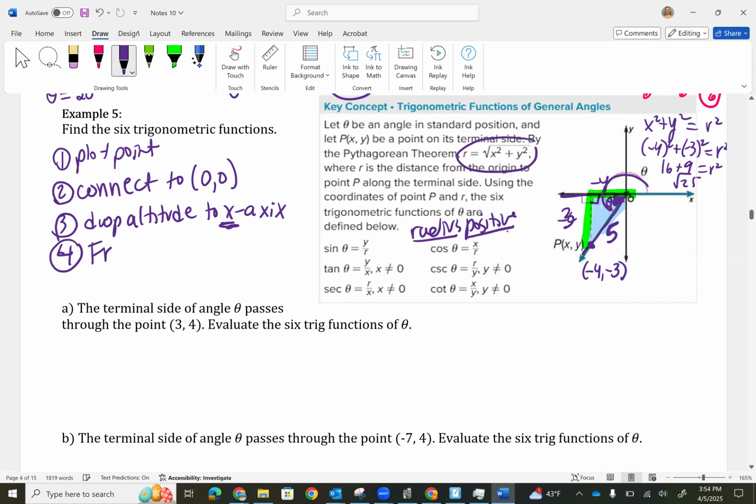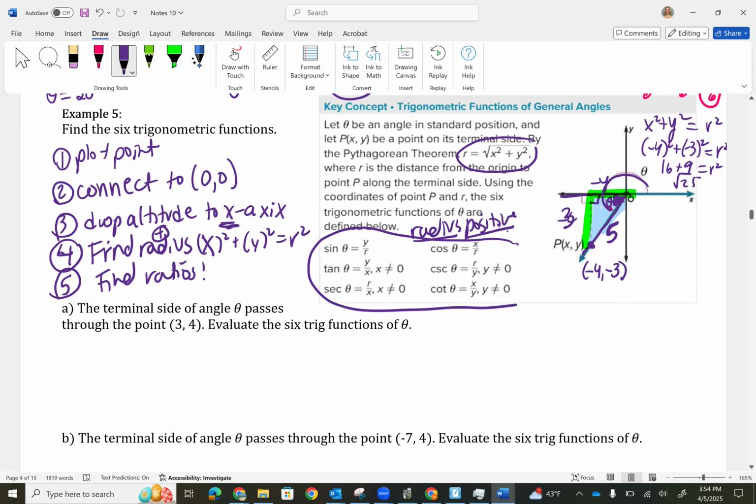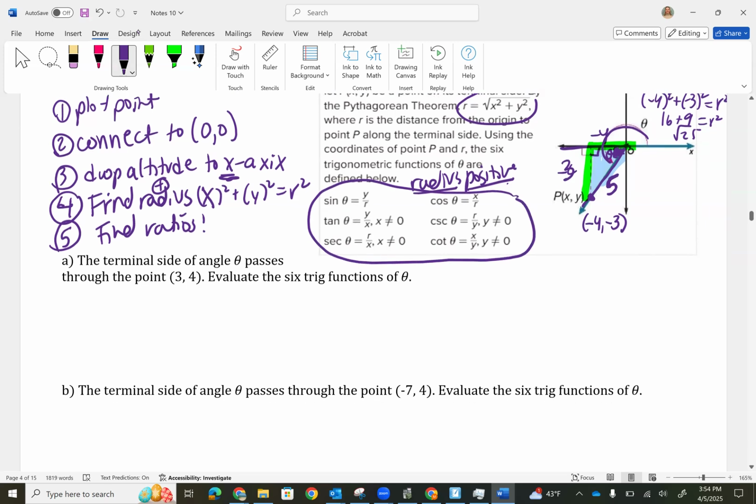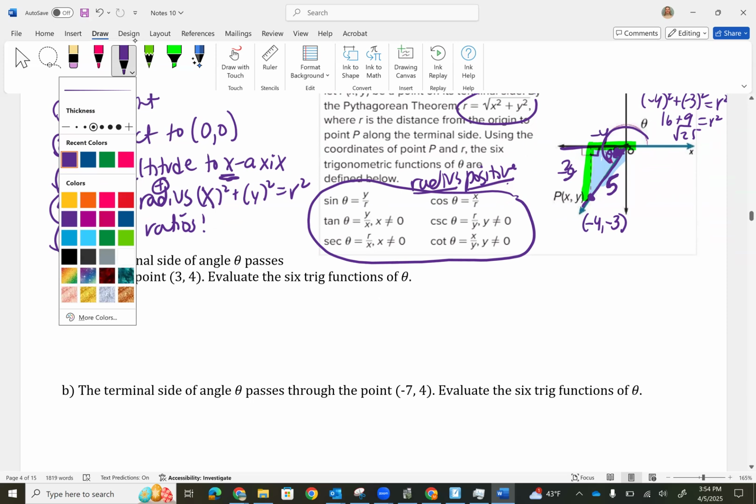Step 4, find the radius. That's where you do, in parentheses, x squared plus y squared equals r squared. It'll be positive, okay? And then step 5, find ratios. You can use these if you want to, but most of the time you can just look at the picture. Okay, so let's draw this.